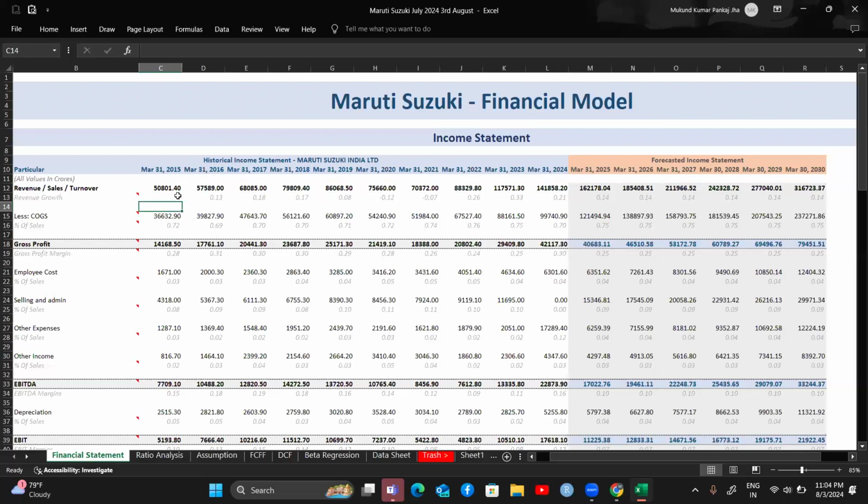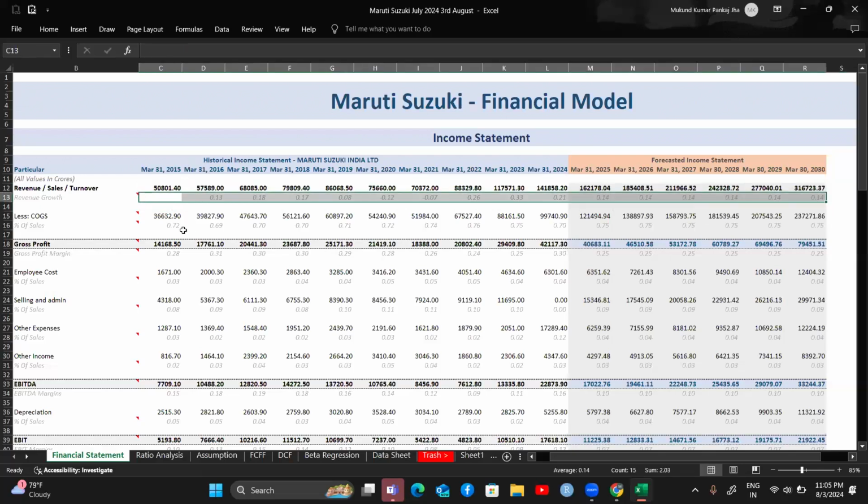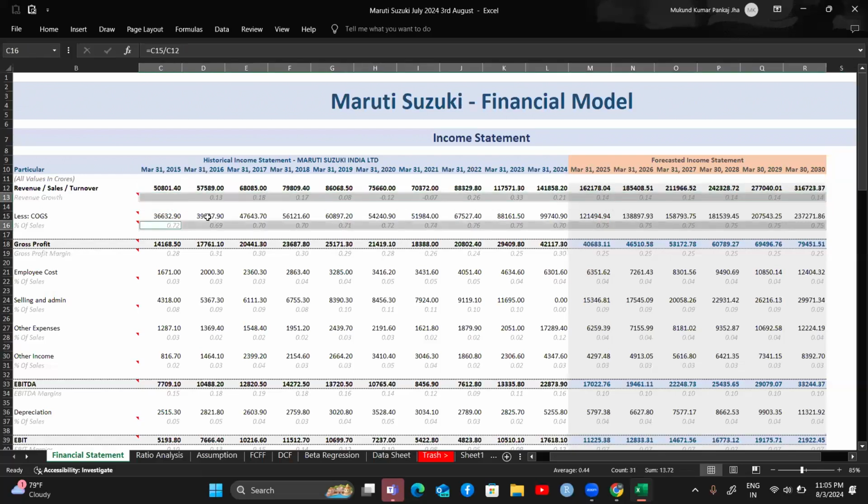So there are a few tricks that you can do. First, select all these line items that you want to change to percentage terms.